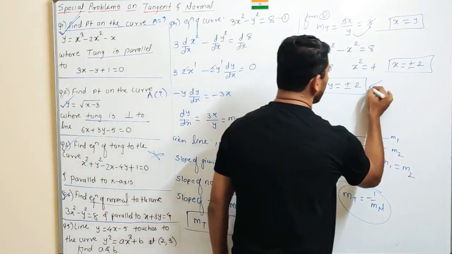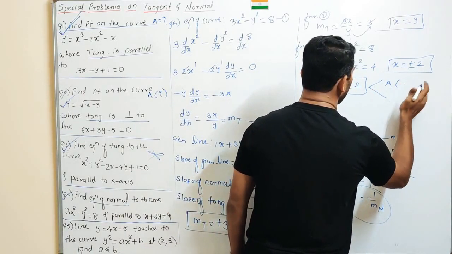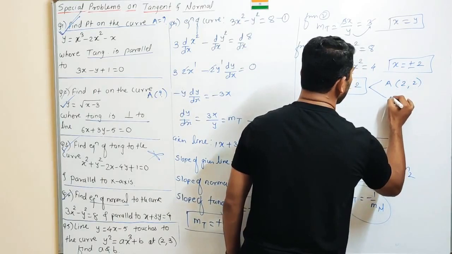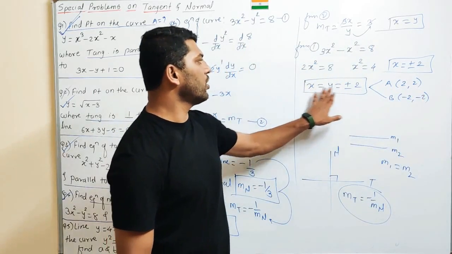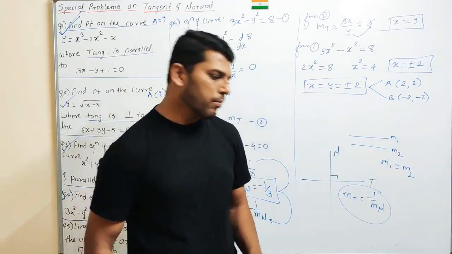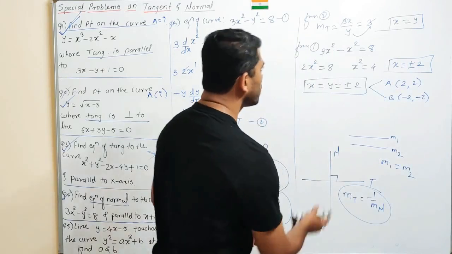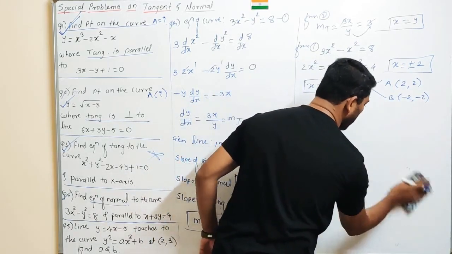If you split this into two parts, the point may be (2, 2), plus 2, or it's a minus 2 combination. So if both the values are plus 2 or both the values are minus 2, this might be the combination of the given point. Okay, so finally we got a point on the graph or point on the curve.